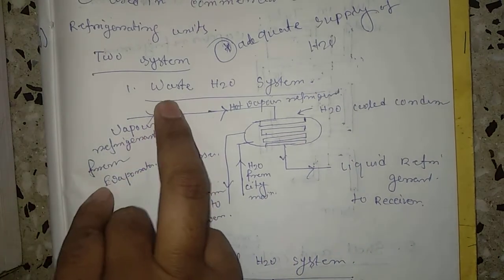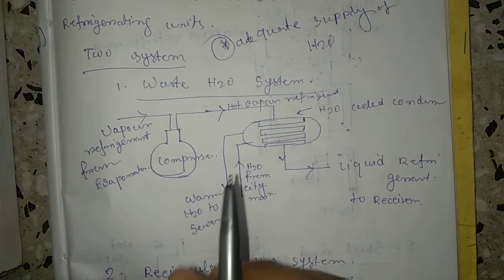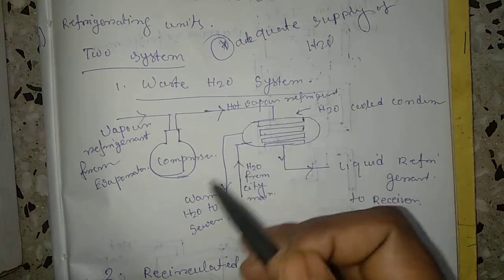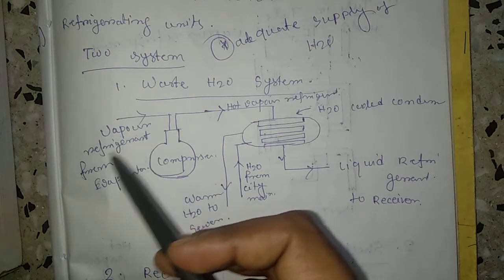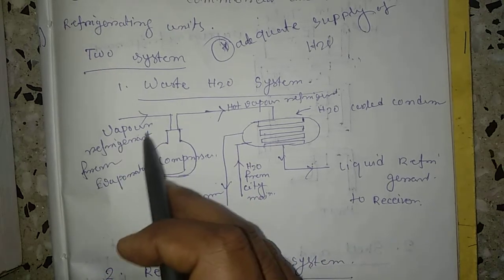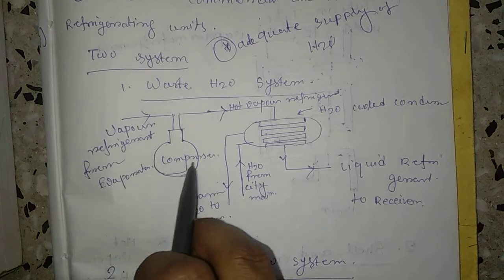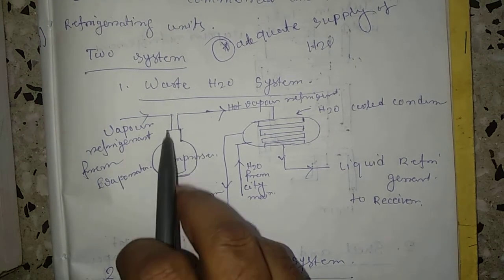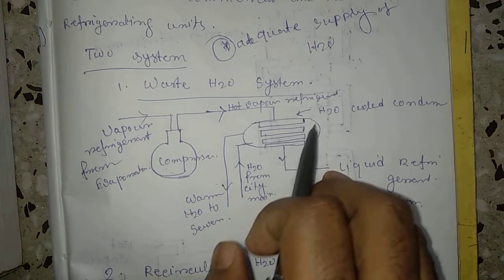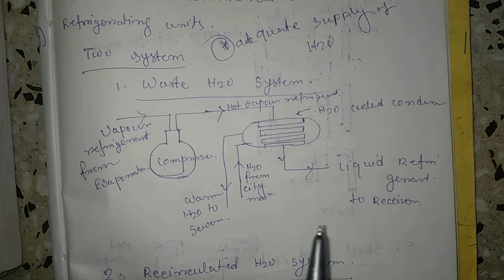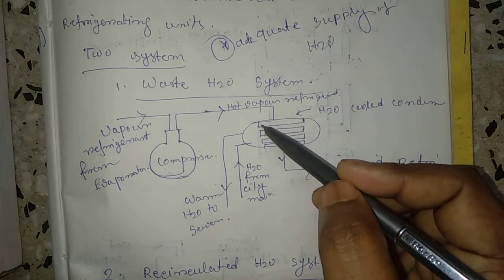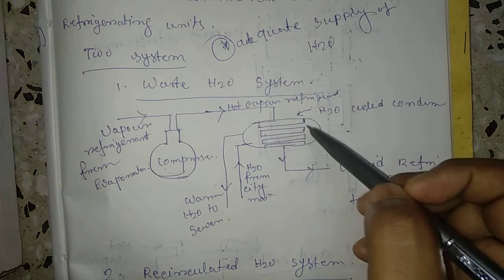In this wastewater system, the condenser is basically important. Vapor refrigerant from the evaporator comes into the compressor, which compresses the vapor refrigerant, and it goes by the discharge line as hot vapor refrigerant to the condenser. This is your condenser, the water-cooled condenser.